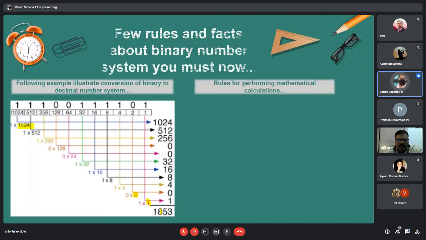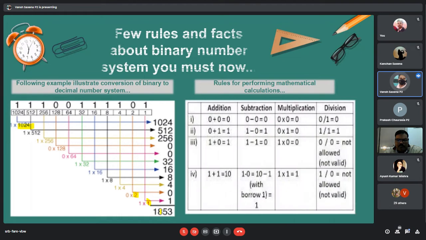Here are a few rules that I have mentioned of addition, subtraction, multiplication, and division. The very exceptional thing that we must know is that 1 plus 1 is not equal to 2 in the binary number system, because 2 does not exist in the binary number system. 1 plus 1 equals 0 and carry 1. Similarly with subtraction, 1 minus 0 or 10 minus 0 is equal to 1.